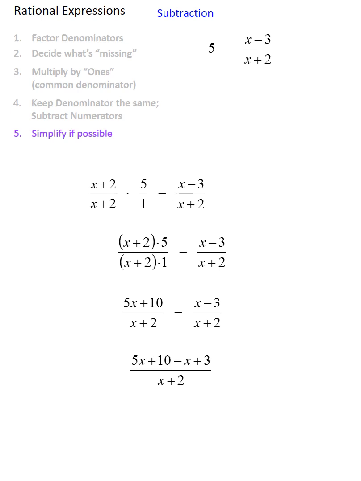Step 5, simplify if possible. Well, you can see in the bottom that our numerator does have like terms, as it quite often does. Combining like terms gets me to my final answer.